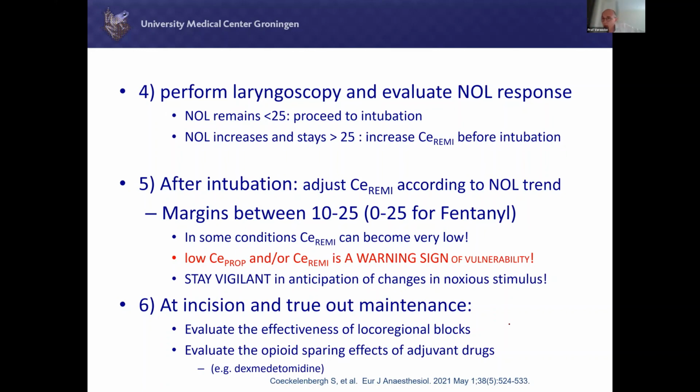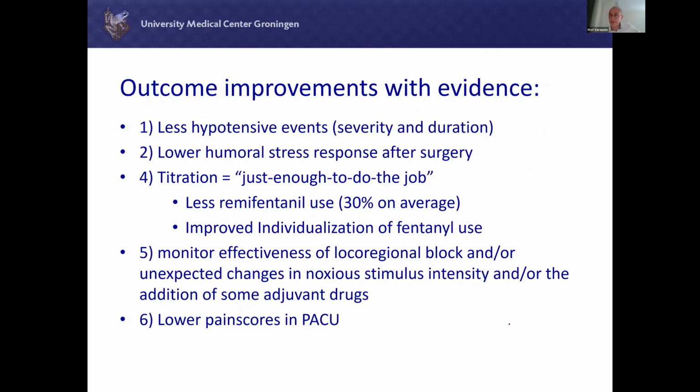And so you go on towards incision and throughout maintenance. So evaluate the effectiveness of your locoregional block. Evaluate whether, if you add some adjuvant drugs like ketamine or dexmedetomidine, you can reduce your opioid. These are all things that you can do using the NOL. So what do I expect with this clinical approach on outcome?